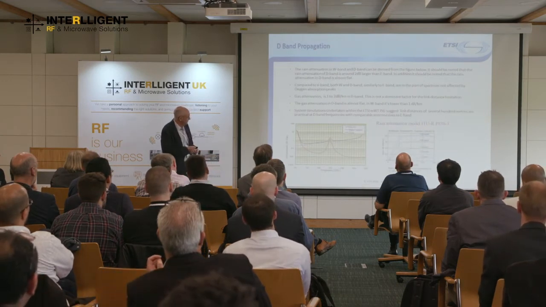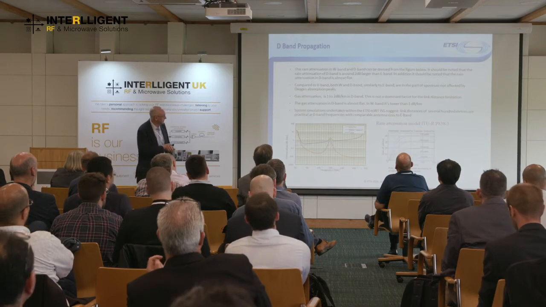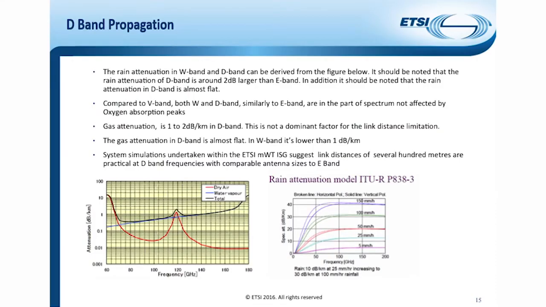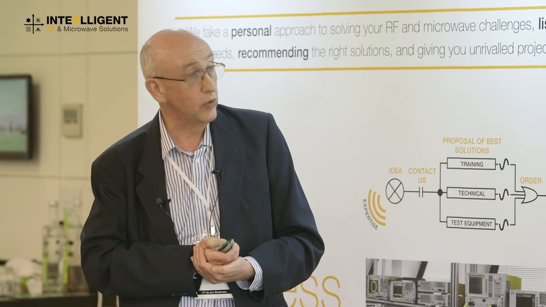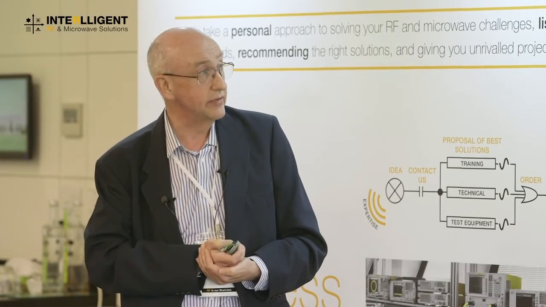There's just a bit more detail on the propagation characteristics at D-band. So rain attenuation, interestingly, is quite flat once you get above sort of 90 gigahertz, it doesn't get that much worse. So it's fairly flat. The other forms of attenuation do increase slightly. It's about 1 to 2 dBs higher in terms of gas attenuation at D-band.